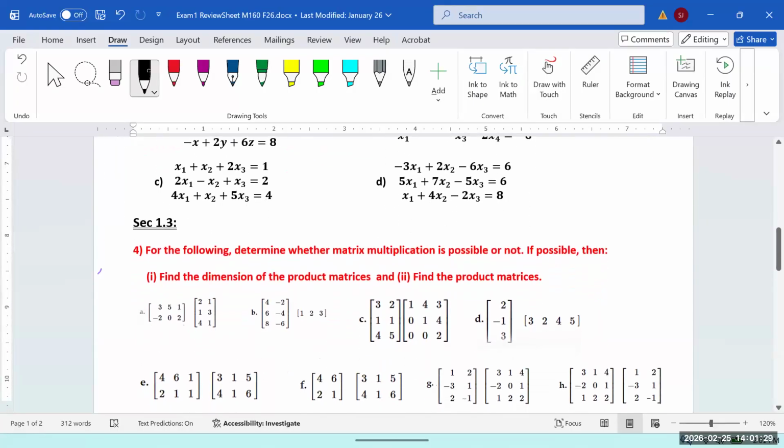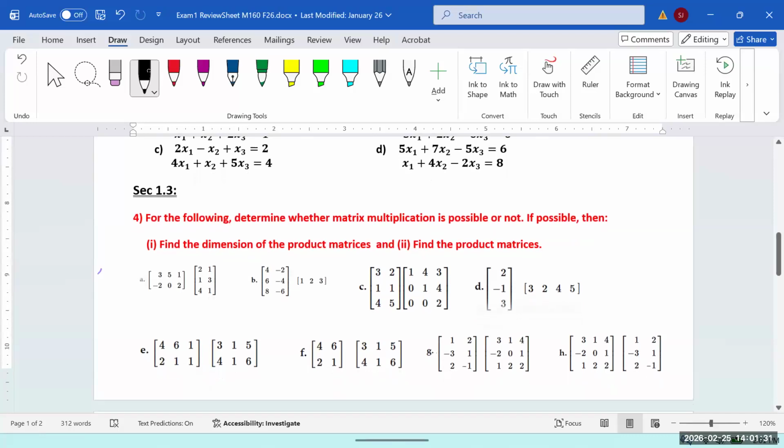And then decide whether matrix multiplication is possible or not. These are fun questions. So basically, you're going to get 3 points. So my plan is to give a few.